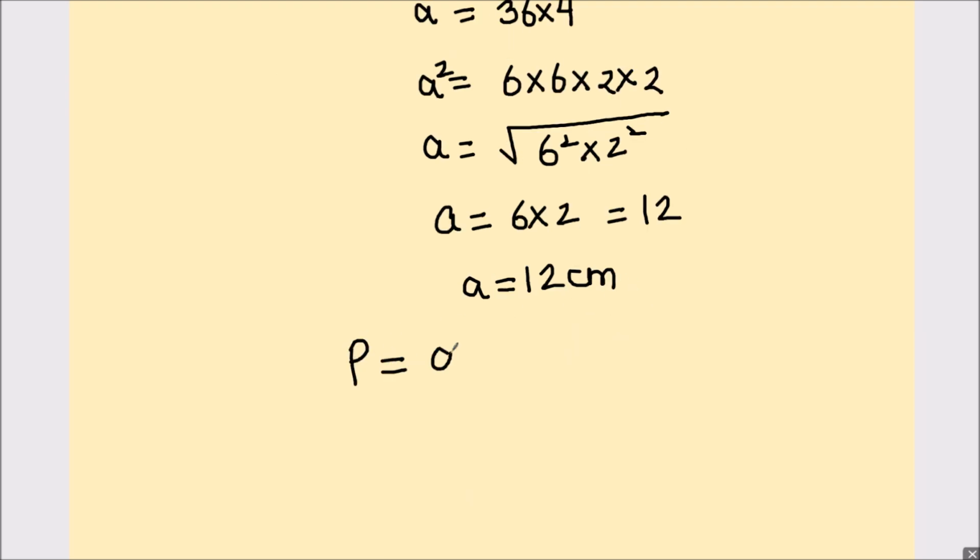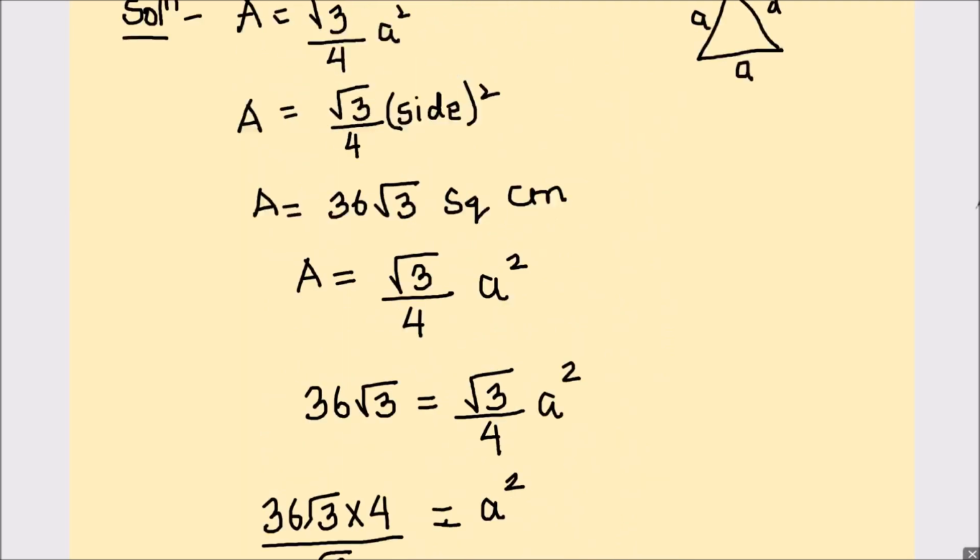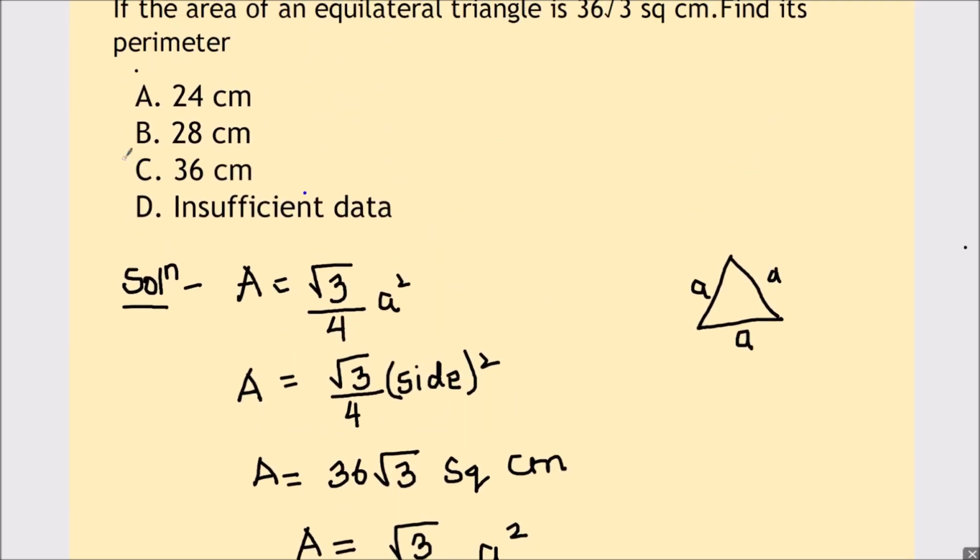which is equal to A plus A plus A. All sides are equal. So perimeter will be equal to 12 plus 12 plus 12 centimeters, which equals 36 centimeters. So the perimeter of the triangle is 36 centimeters. Let us check the options and circle the correct answer. Perimeter is 36 centimeters. So our option C is correct, which is 36 centimeters.